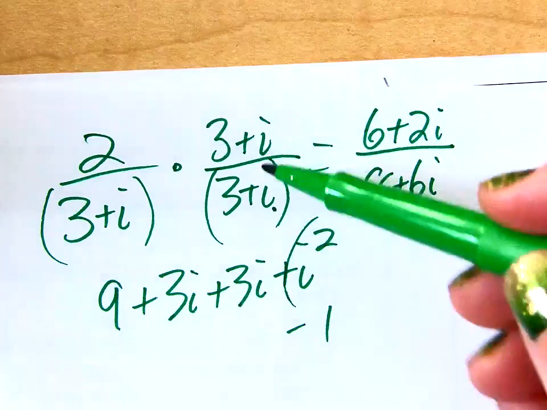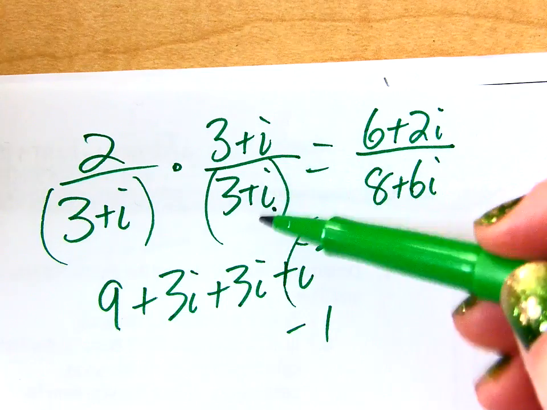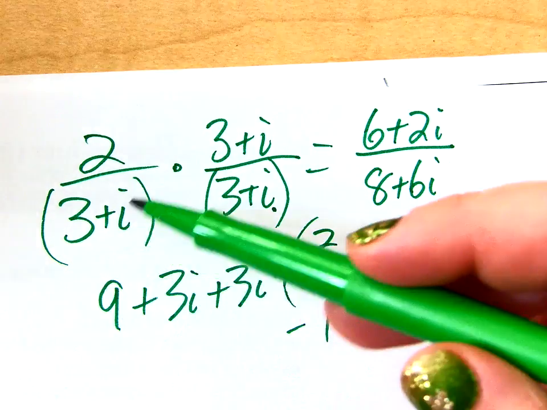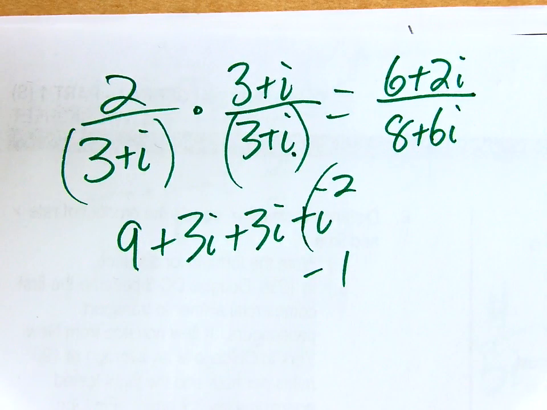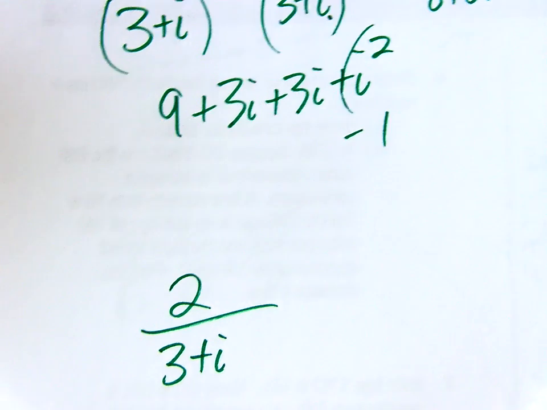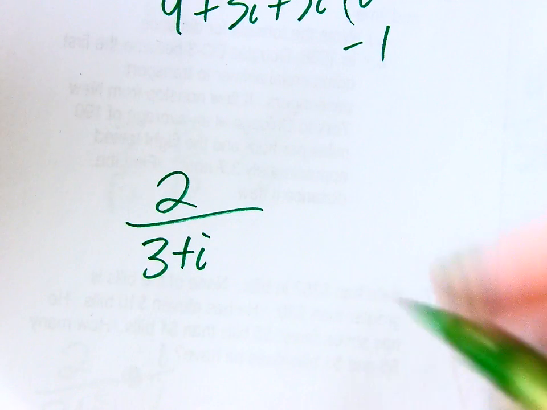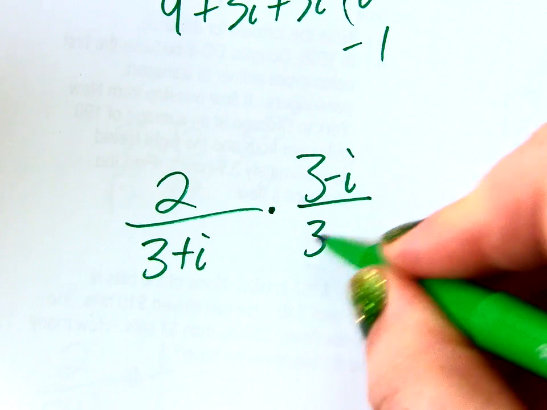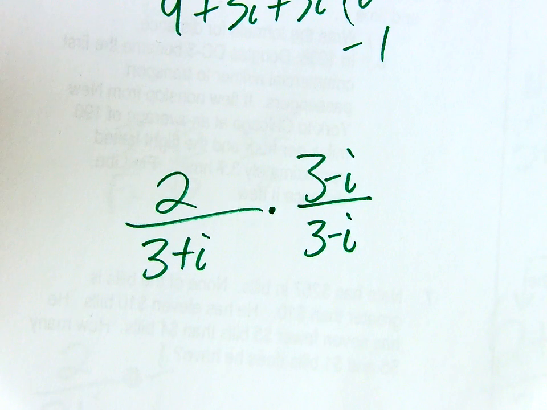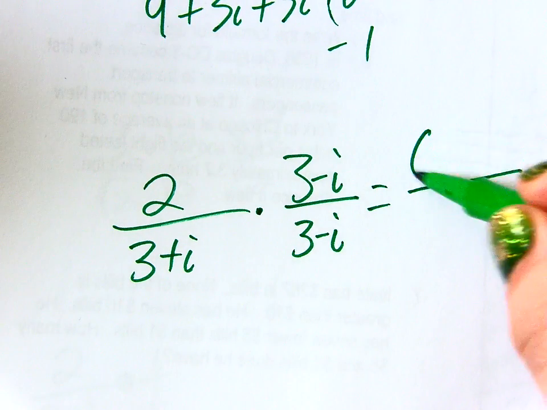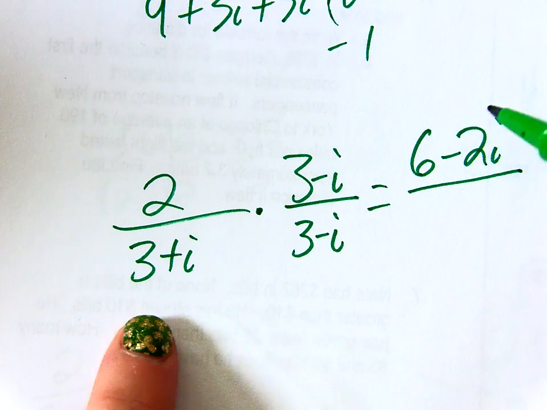So what we need to do is not multiply by 3 plus i. You got to change the sign in the middle. Okay? So that's called multiplying by the complex conjugate. So let's try that. So if I had 3 plus i, so there's my original. But now we're going to multiply by 3 minus i on top and bottom. So it's the exact same binomial. I just changed the sign in the middle. This should work. So across the top, 6 minus 2i.